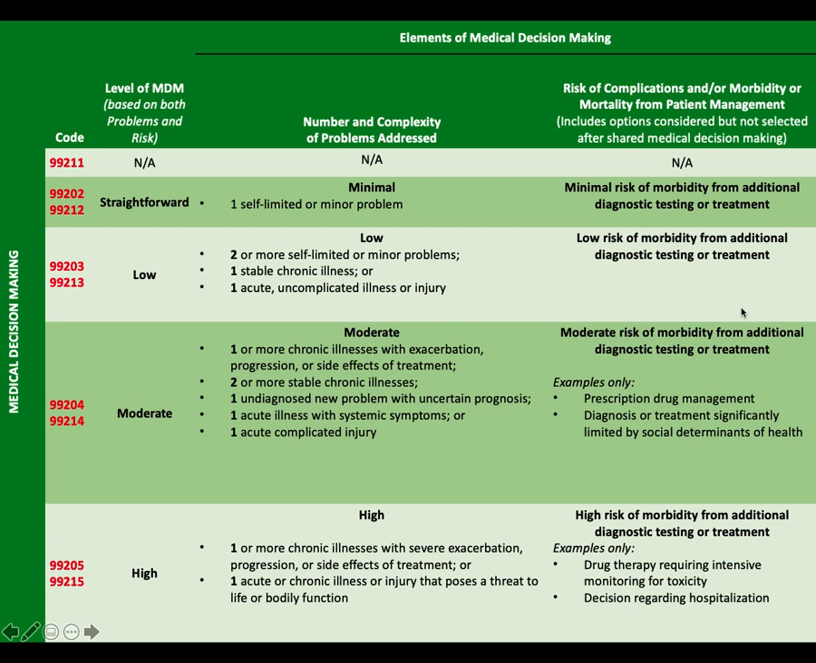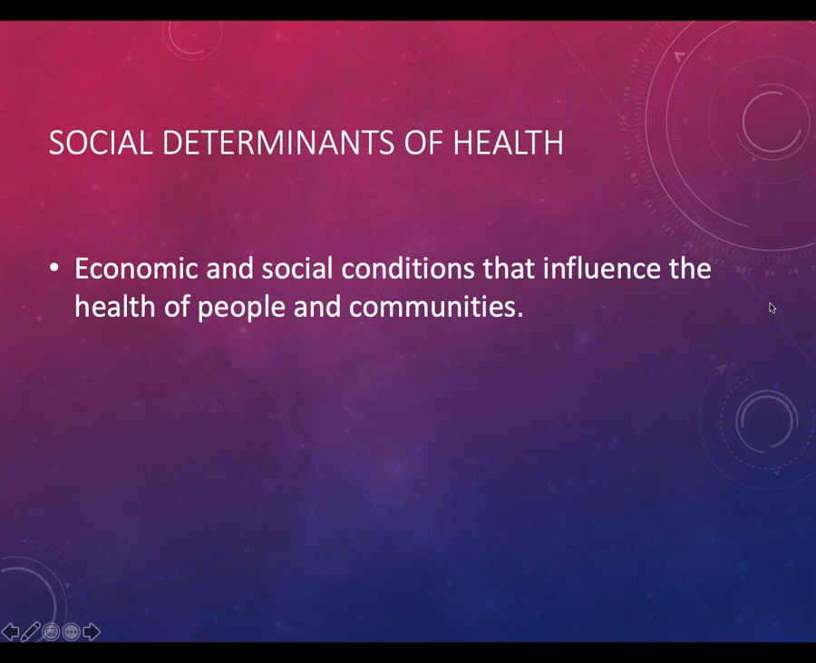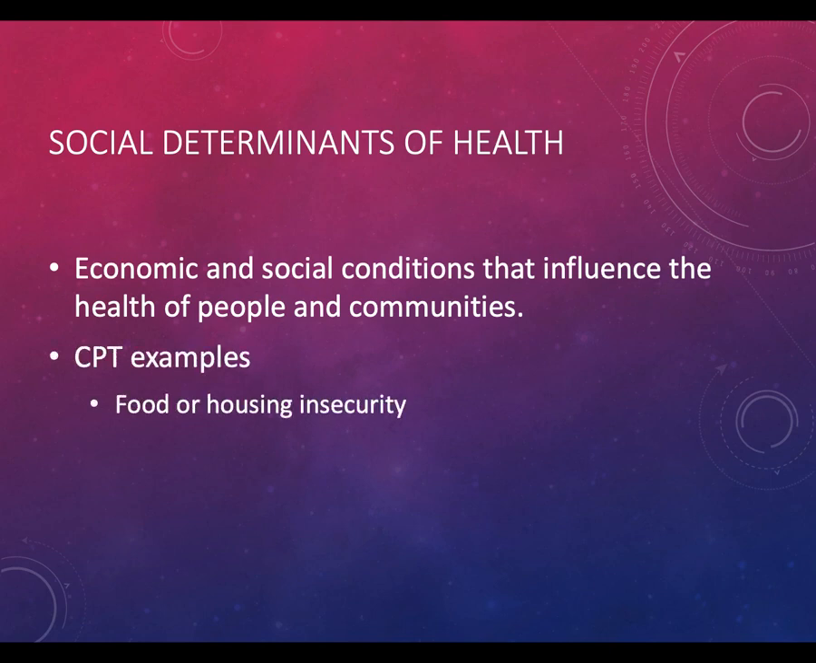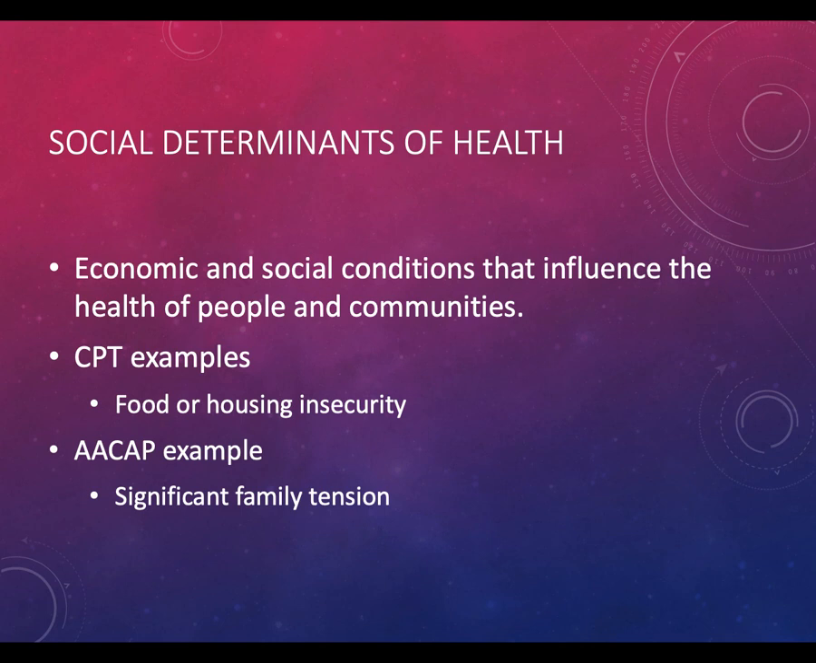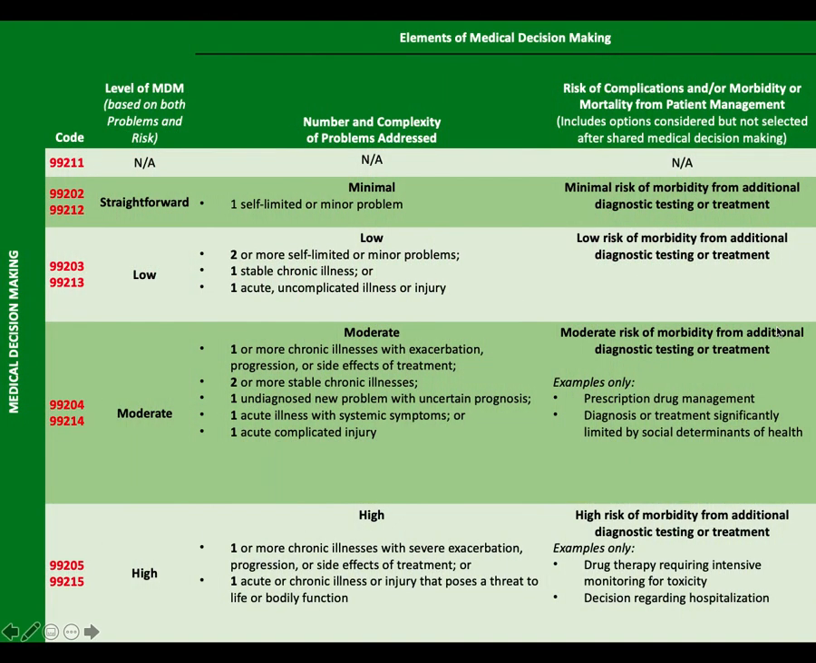Another example of moderate risk is diagnosis or treatment significantly limited by social determinants of health. Social determinants of health are economic and social conditions that influence the health of people and communities, such as the CPT examples of food or housing insecurity. An ACAP example is significant family tension. An example of high risk is drug therapy requiring intensive monitoring for toxicity.